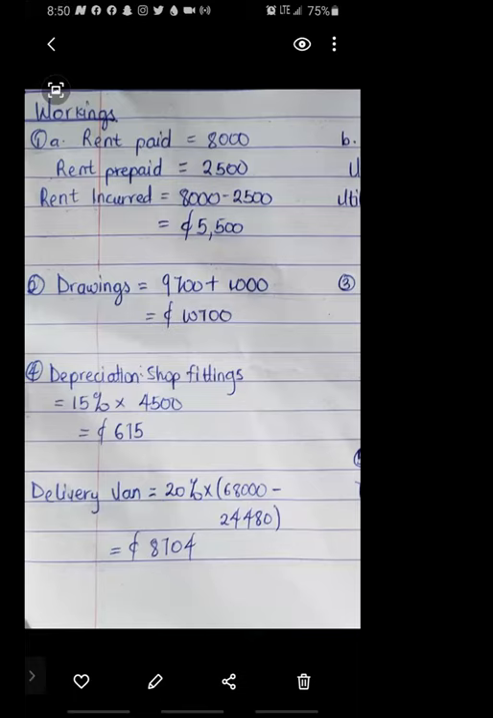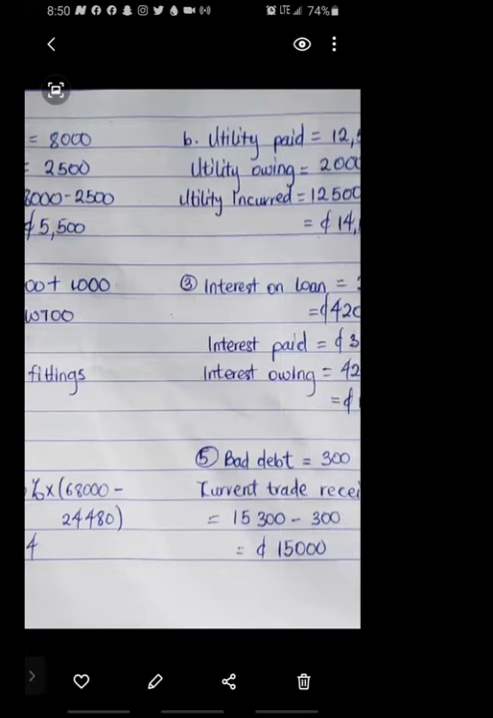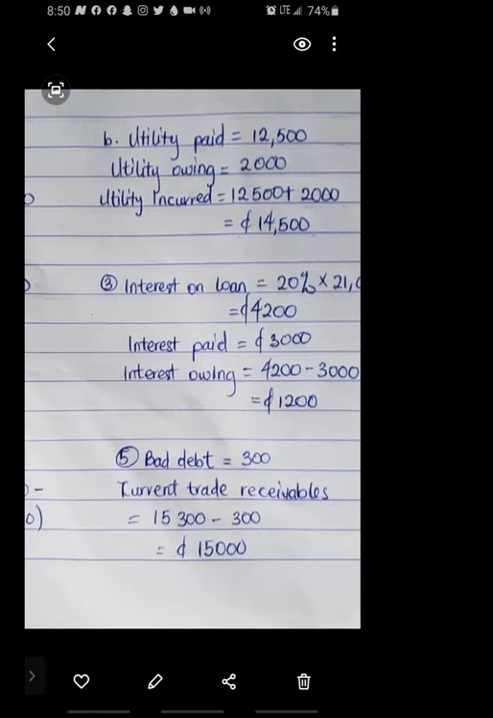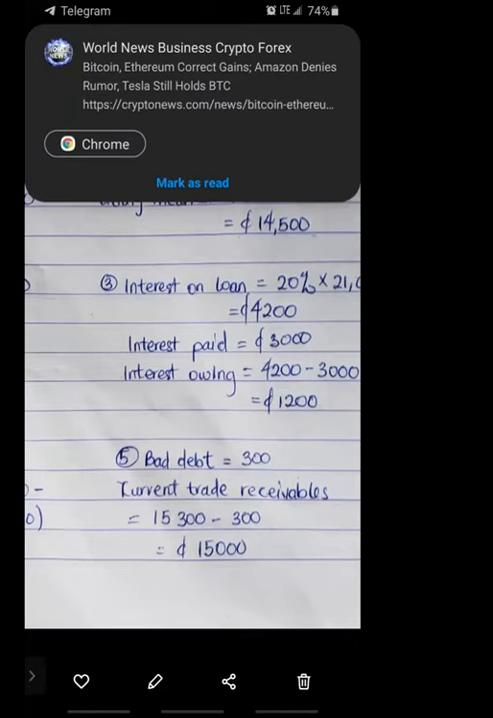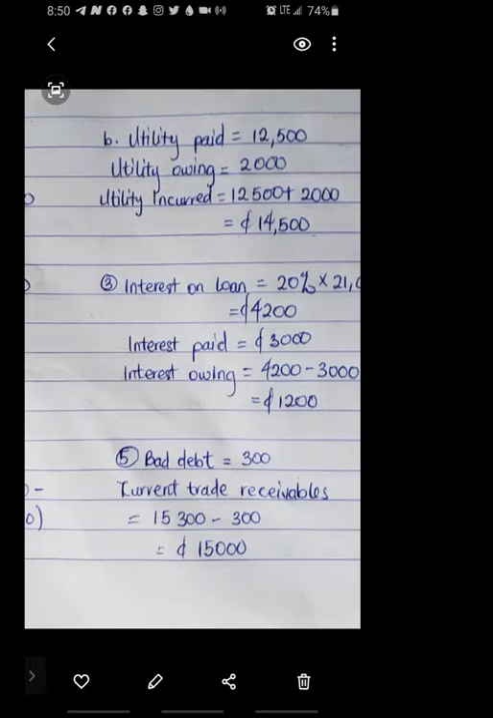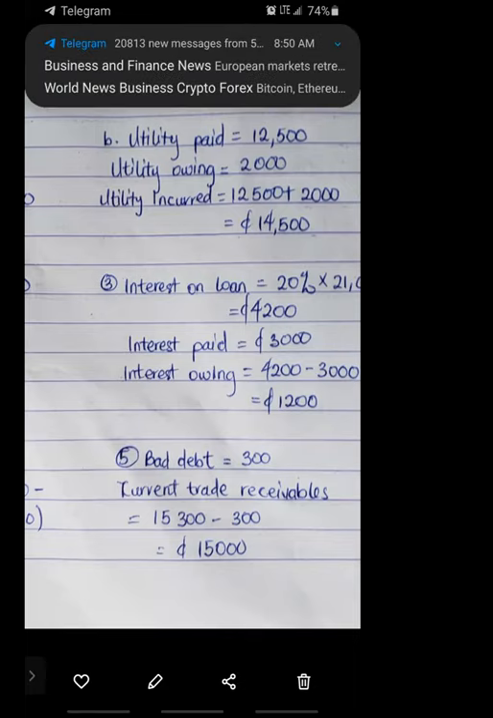With the F, it said trade receivables amounting to 300 have been declared uncollectible. That's a bad debt. A bad debt of 300 cedis. So we would have to subtract the bad debt, that's the 300 cedis, from the trade receivables in order to have the new trade receivable figure. So that's what I did, 15,300 minus 300. And the current trade receivable figure that I had was 15,000 cedis.